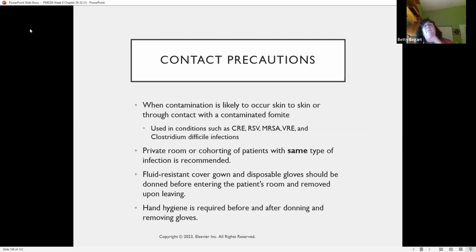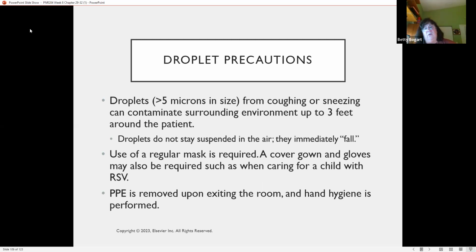Contamination, when we do contact. This is like stool, like secretions, respiratory secretions. Here are some names: CRE, RSV, MRSA, VRE. The VRE and MRSA are the ones that are hospital transferred. Remember, with contact, you do gowns, gloves, everything. You need to remove it. And remember, always hand washing before and after.